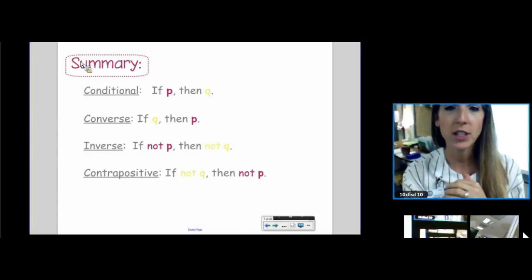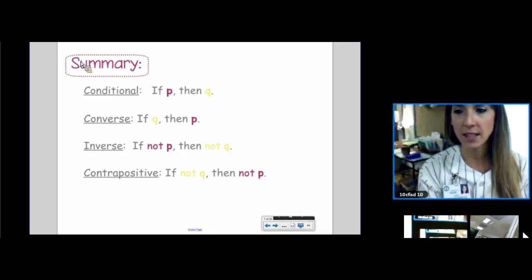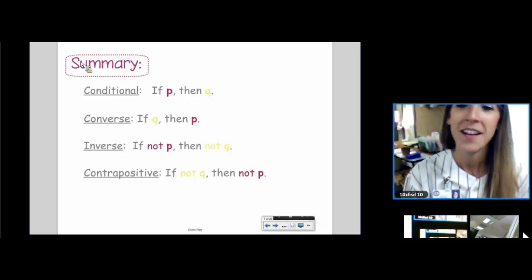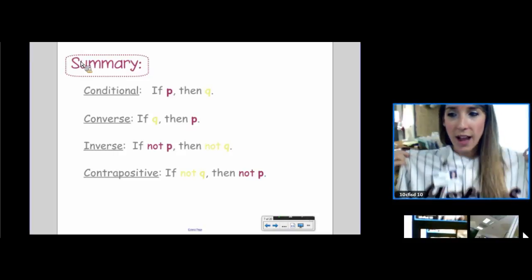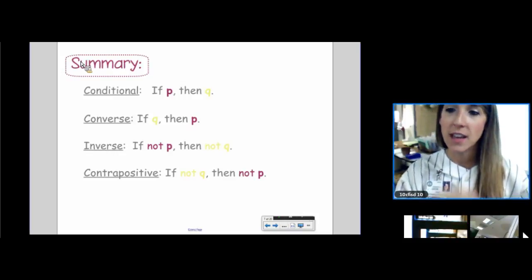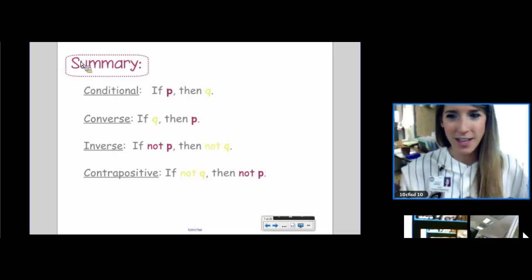There's the original. There's the conditional. If P, then Q. If it's Jersey Day at school, then I wear my husband's huge Astros jersey that looks like a dress. Okay, converse. If Q, then P. If I'm wearing this huge Astros jersey, then it must be Jersey Day at school. Inverse. If not P, then not Q. If it's not Jersey Day at school, I do not wear this huge jersey to school.